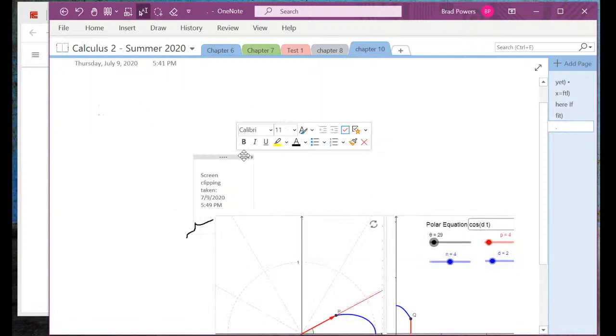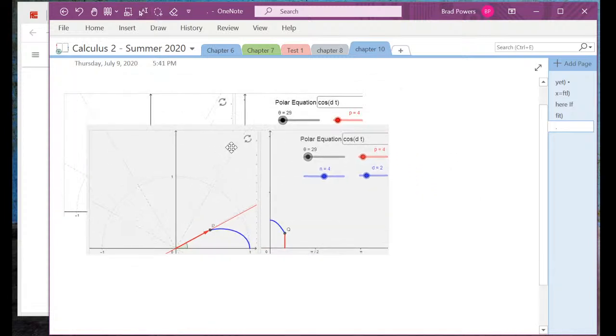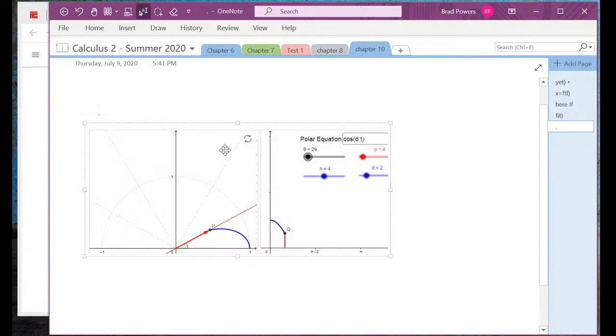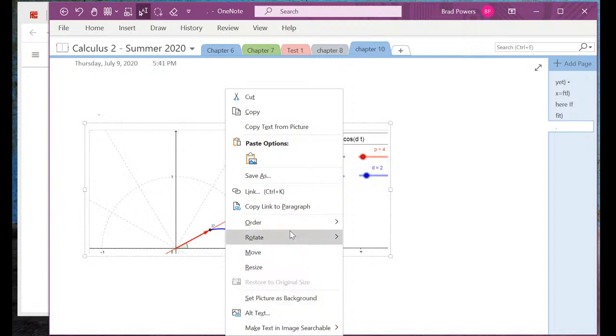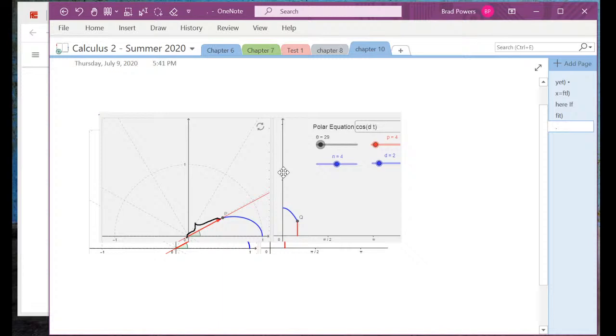There we go. Now I can get rid of this, and we move this over. So let's see, can I get it in the same spot? And then now we can hit move this to back, order, send to back, there. Okay.